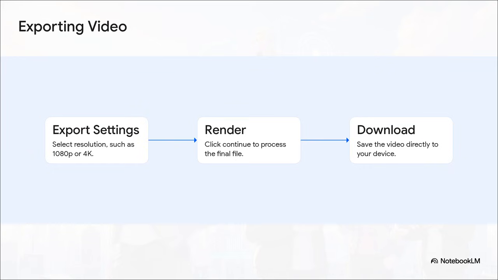Let's move to the end and see how this builds into the final step, export and download. Once you're completely satisfied with how everything looks and sounds, you click Export in the top right corner. You'll choose your resolution, either 1080p or all the way up to 4K, and keep in mind, this is where your subscription tier determines if there are watermarks or not. Click Continue, let those cloud servers render the file, and then simply hit Download to save the MP4 directly to your computer or phone.